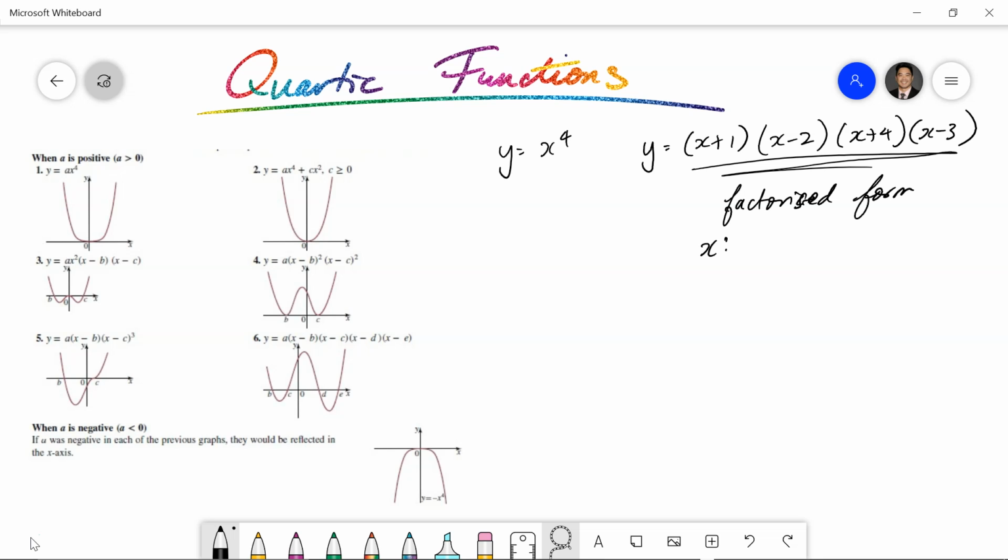we'll have our x solutions using just the null factor law. X solutions are going to be -1, +2, -4, +3. Okay, and then you could work out your x-intercepts there. Obviously, with the quartic functions, you're not always going to have 4 x-intercepts. You might have 3, 2, 1.